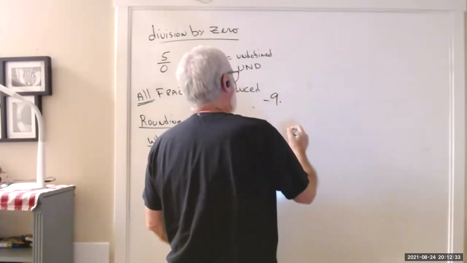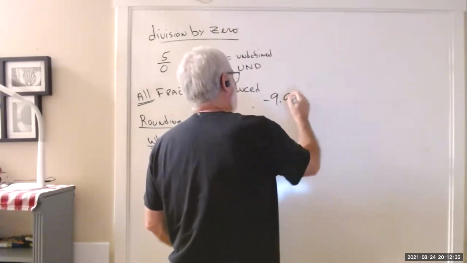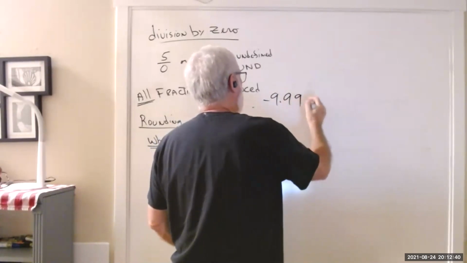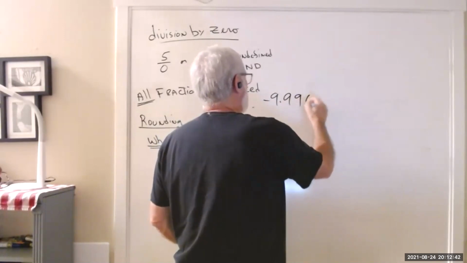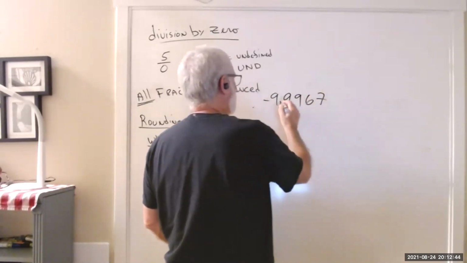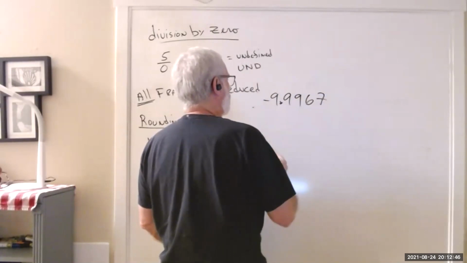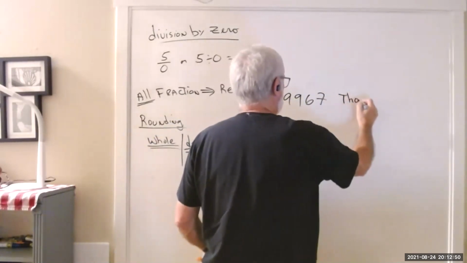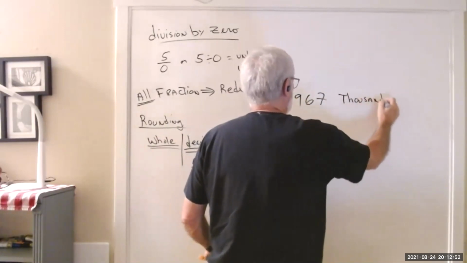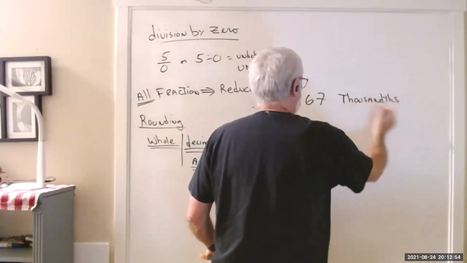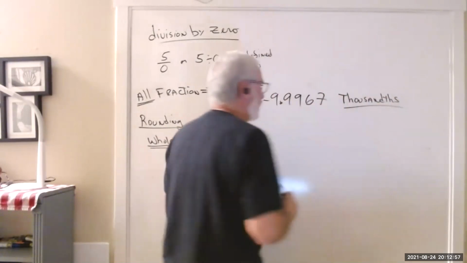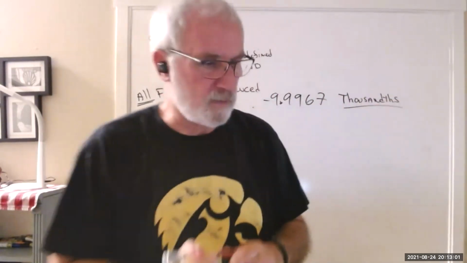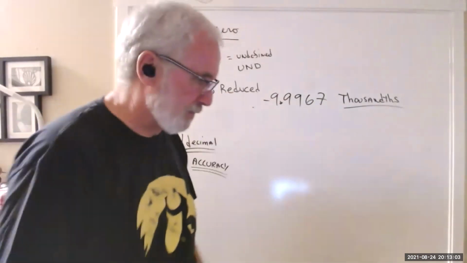Negative 9.967. Okay, I want you to round this to the thousandths. Thousandths. Remember, decimal numbers end in THS. So I'll just let you guys work on it for a minute.